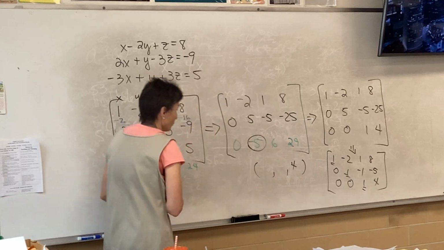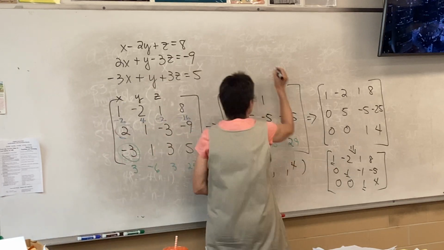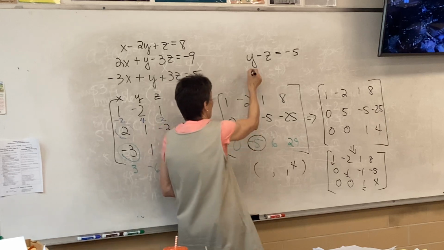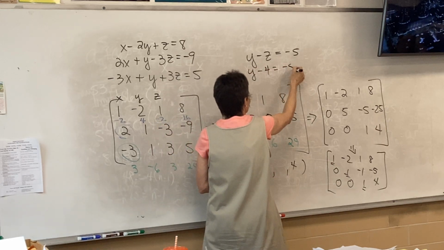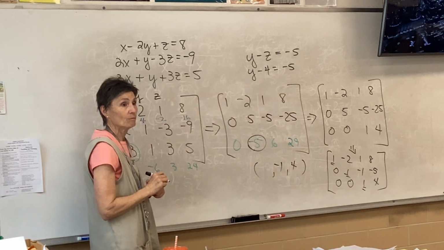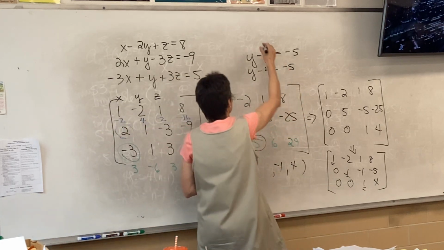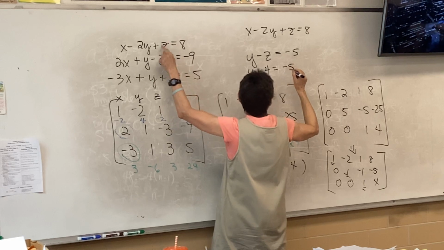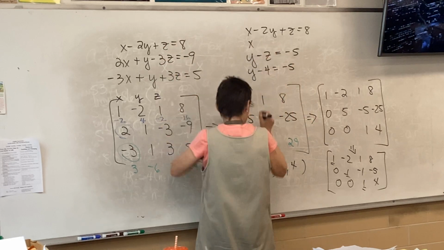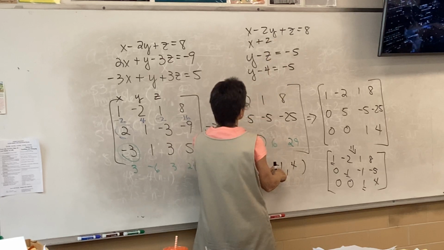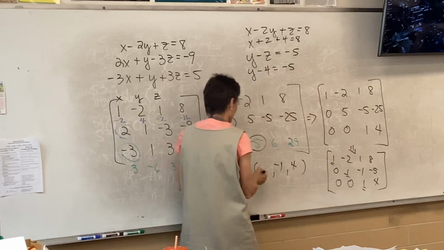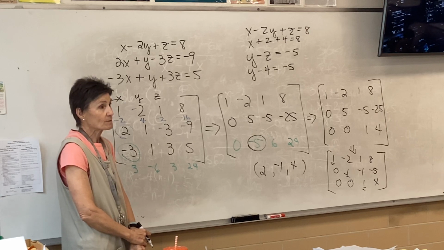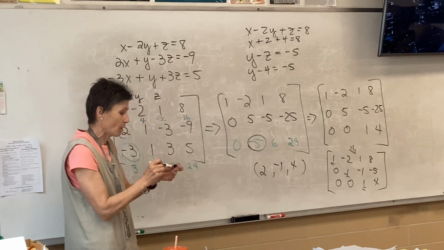Now, if z equals 4, then I can find y because y minus z equals -5. So y minus 4 is -5, so y must be -1. And then back to the beginning, x minus 2y plus z equals 8. That's my original first equation. So x plus 2 plus 4 equals 8. So it looks like x equals 2. And that's our answer. So that's the process. Every problem has different numbers in it, but that's our process.